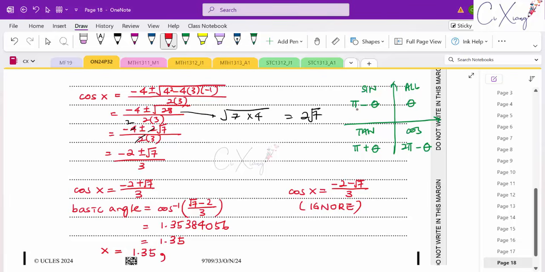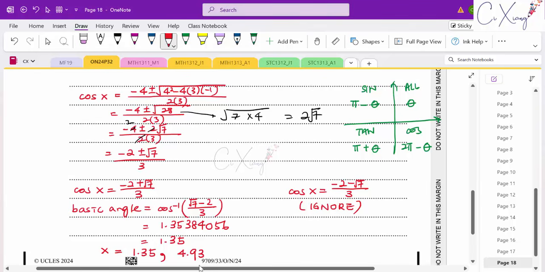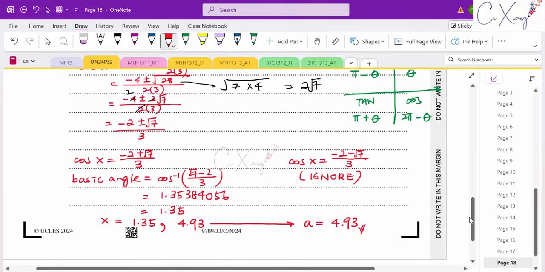So I accept the answer from here, which is 1.35. Okay, then second quadrant, I don't accept the answer. Third quadrant, I don't accept the answer. Fourth quadrant, I accept the answer from here as well, which is 2 pi minus basic angle. So you'll get 4.93. Okay, so after you go through the quadrants, you are having two answers here. But which one refers to the x-coordinate of the M? So the x-coordinate of the M is actually the a. So the a is actually 4.93 only. Can anyone tell me why it is 4.93?